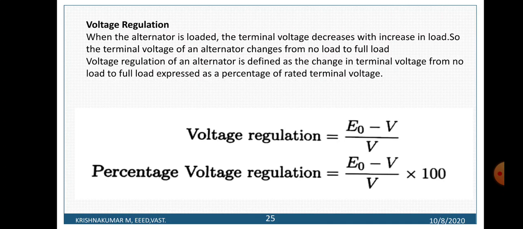When an alternator is loaded, its terminal voltage falls from no load to full load. When load increases, its terminal voltage decreases. Its terminal voltage changes from no load to full load.